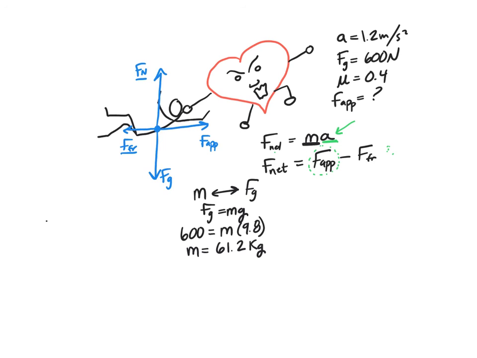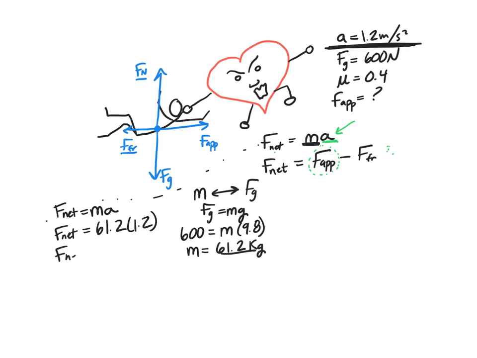All right, so now we know our mass, so we can actually find our net force. Let me take that over here, make a little room. F net is equal to mass times acceleration. F net, the mass was 61.2. We just found that. The acceleration was given to us in the problem, 1.2. So our net force acting on you is 76.4. Okay. So now we know our net force. It's the same in both equations. And we're still going for that force applied. So the only thing really left for us to figure out is this force of friction.